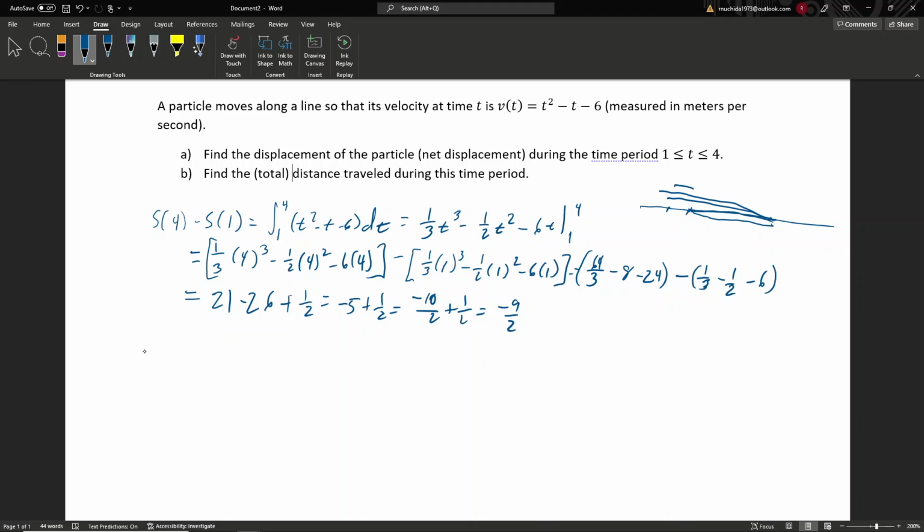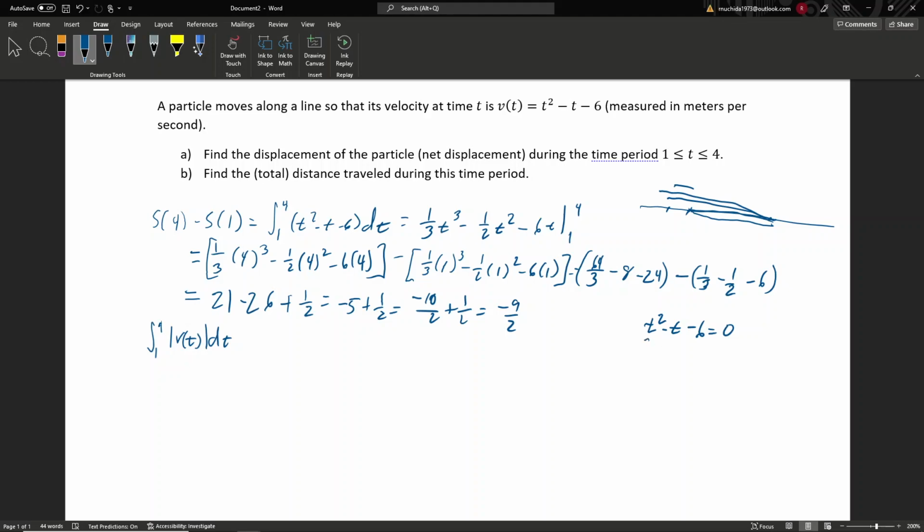So to do that, that would be the integral from 1 to 4 of the absolute value of the velocity function. Now what you would do is you would find when the velocity function crosses the t-axis, because our variable is t. So we set the velocity function equal to 0.